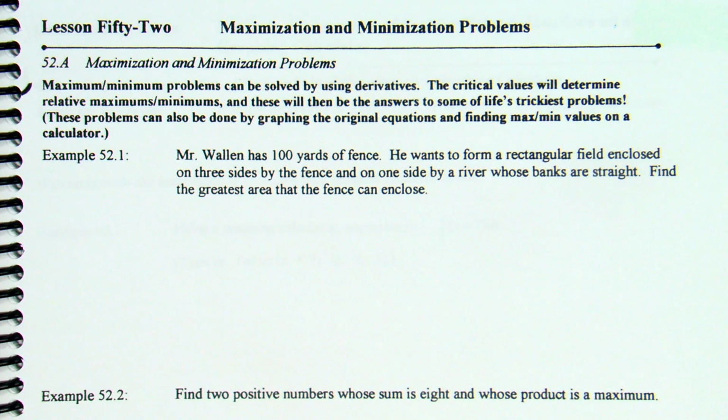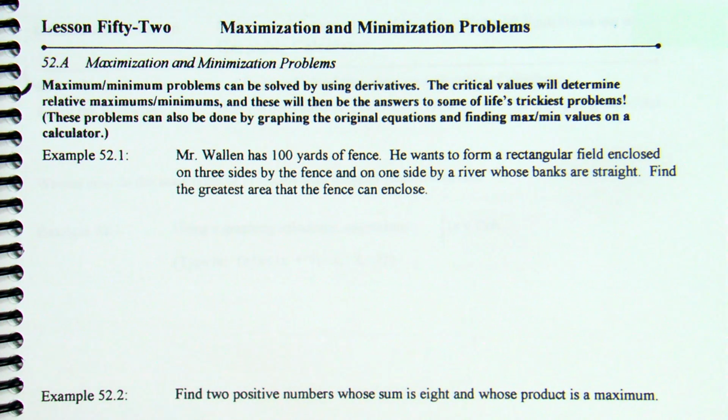Okay. Lesson 52, maximization and minimization problems. Say that 10 times fast. Maximization and minimization problems. We're looking at maximums and minimums, and we can use derivatives to solve these. Okay. We'll talk about critical values. Maximum and minimum value problems can be solved by using derivatives. The critical values will determine relative maximum or minimums.